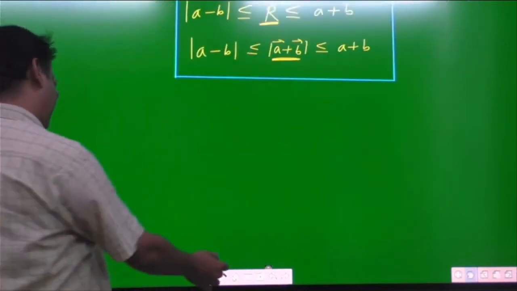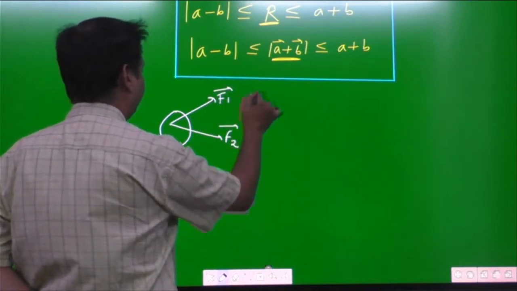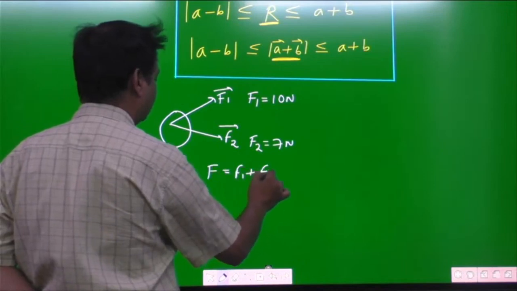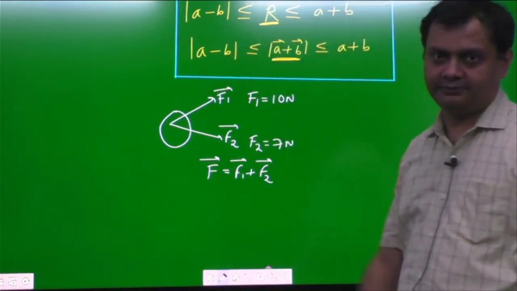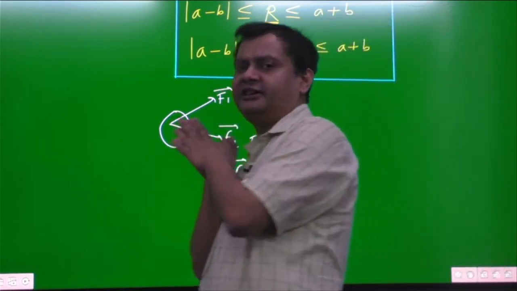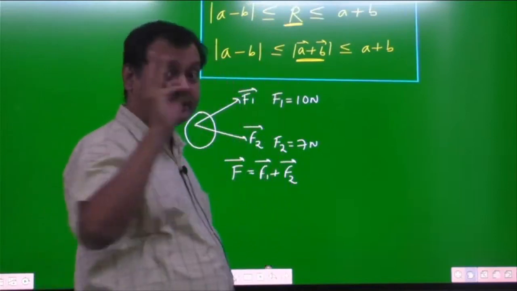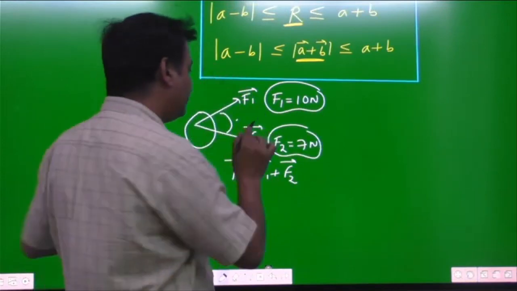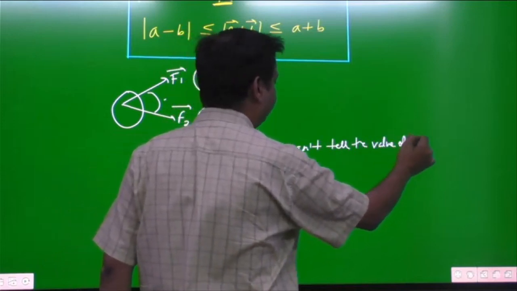So suppose two forces, F1 and F2, are acting on a ball, and F1 is say 10 Newton and F2 is 7 Newton, and F is the sum of the two forces. Correct? So tell me, what will be the magnitude and direction of F? Do you think this much information is sufficient? No, because while adding vectors we have to take into account three parameters: the magnitudes of the two vectors and the angle between them. So the angle is missing, so we can't tell the value of it. It depends on the angle.